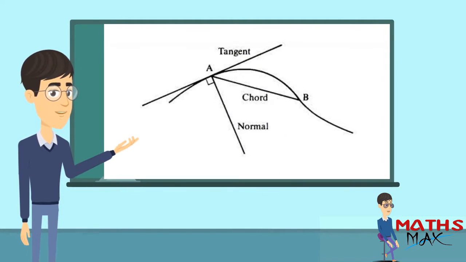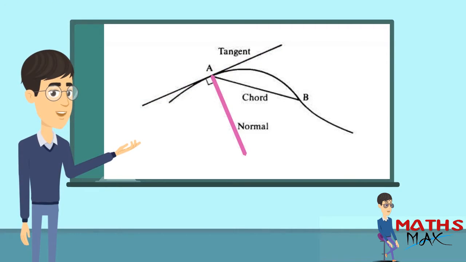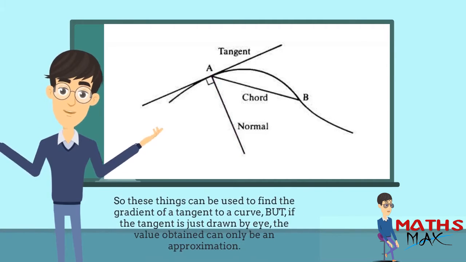Consider any 2 points, A and B, on any curve. The line joining A and B is called a chord. The line that touches the curve at A is called the tangent at A. The line perpendicular to the tangent at A is called the normal at A. So, these things can be used to find the gradient of a tangent to a curve.